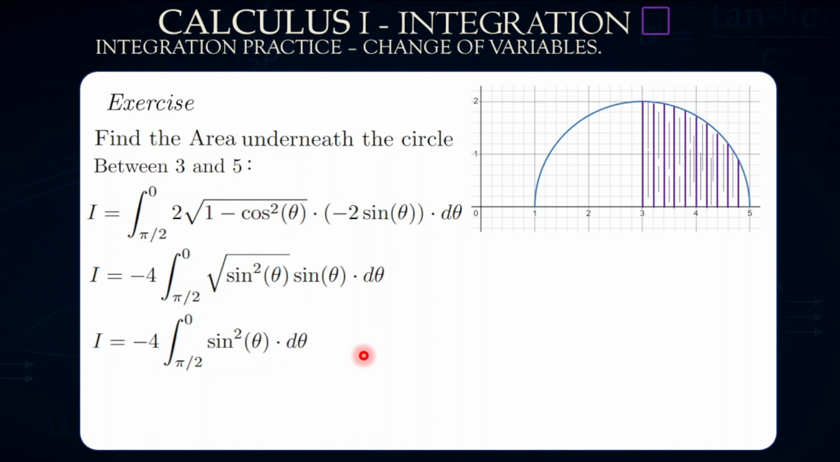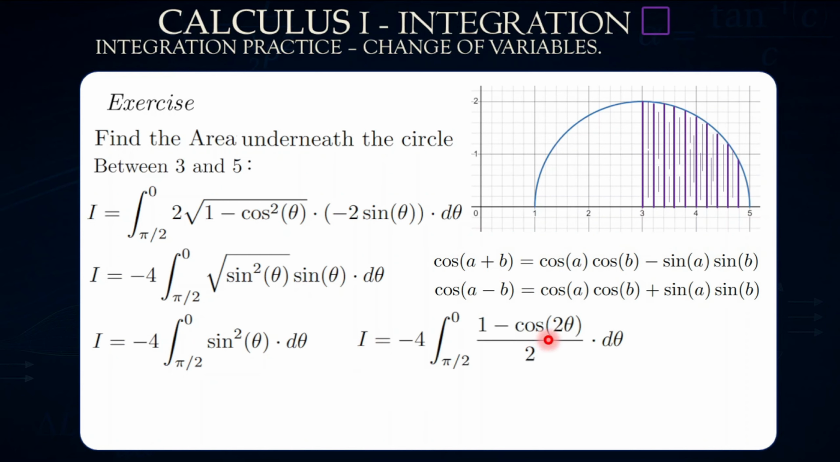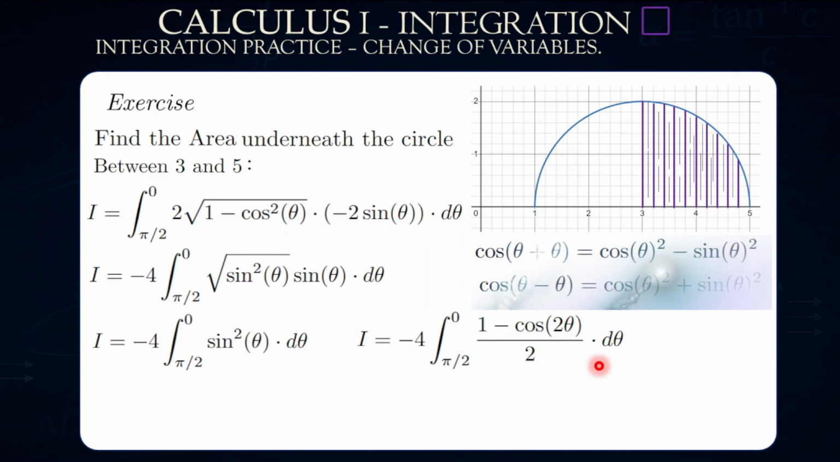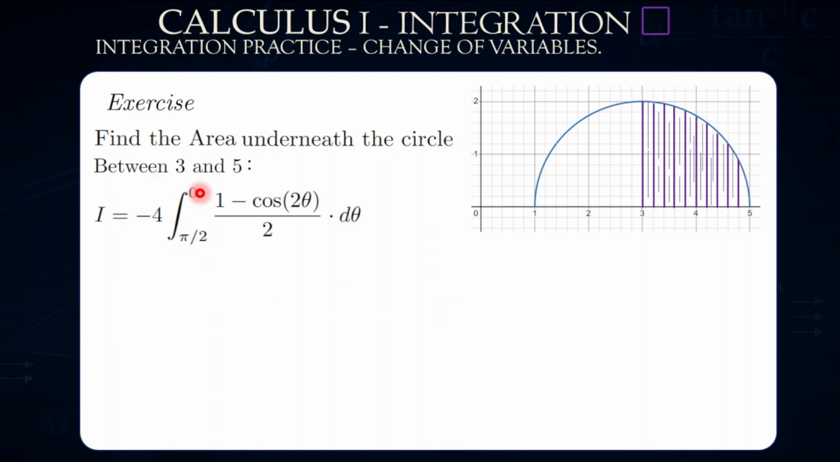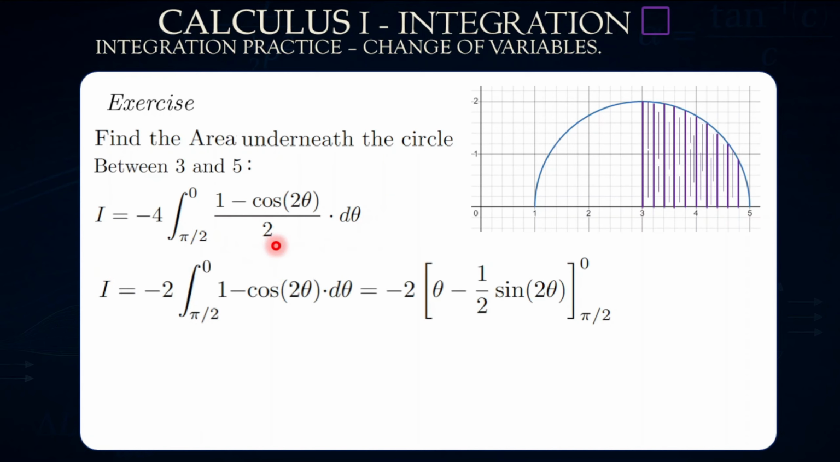What is sine square theta? It is actually 1 minus cosine 2 theta divided by 2, which is given in trigonometry. I'm going to place the equations on top so as to make you figure out how to get from sine squared theta back to 1 minus cosine 2 theta divided by 2. So I equal minus 4 integral from pi over 2 to 0 of 1 minus cosine 2 theta divided by 2 d theta. You move this 1 over 2 outside of the integral, so you divide minus 4 by 2, you get minus 2 integral from pi over 2 up to 0 of 1 minus cosine 2 theta d theta.